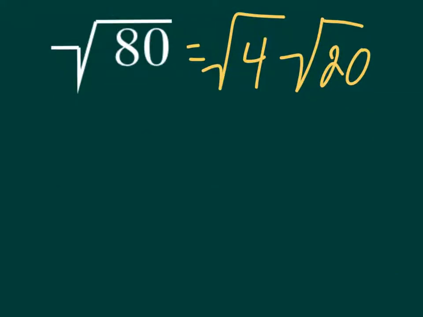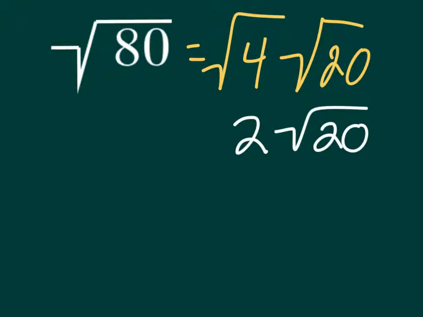Using 4 will still work, however, it just requires more steps. So, you can see the square root of 4 here would be 2, and that would leave me with 2 root 20, which is not in simplified radical form because root 20 can be rewritten as square root of 4 times square root of 5.